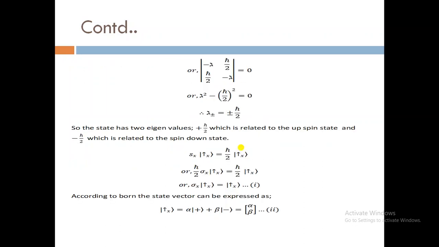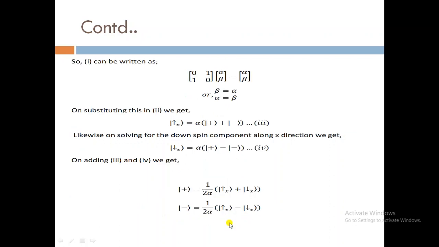And while putting the value in equation 2, in place of beta you have to put minus alpha. So alpha would be common outside, and |+⟩ minus |−⟩. Okay, if we add this third and fourth equation, what can we get? We can get the value of this up state and down state.